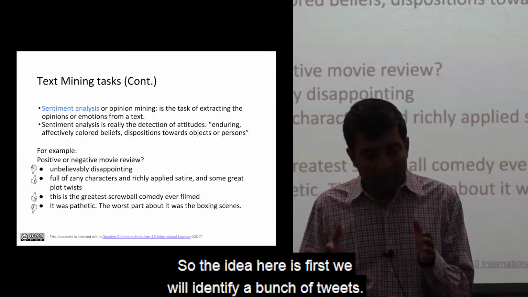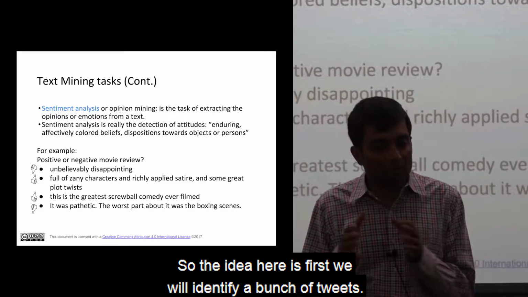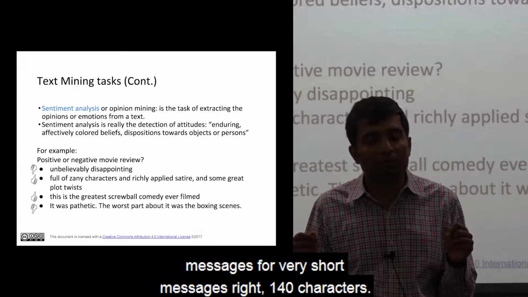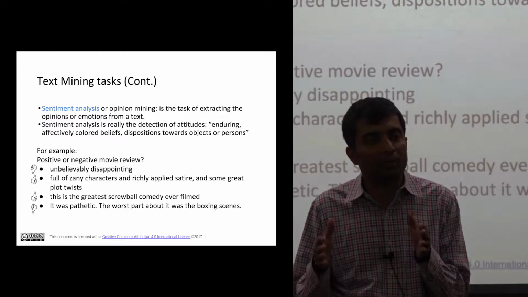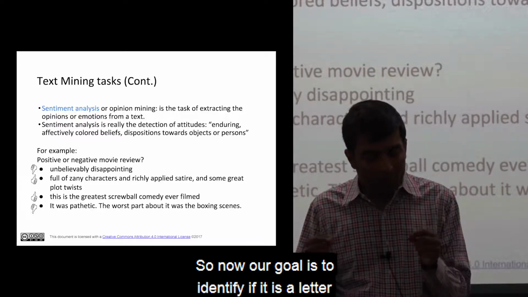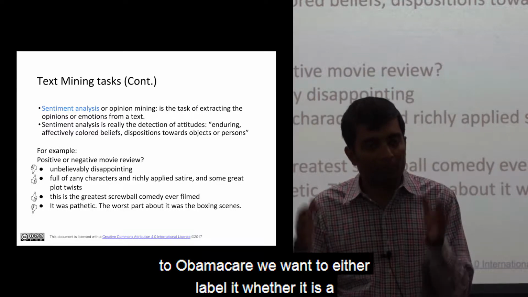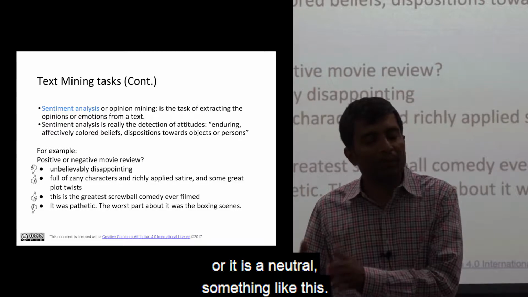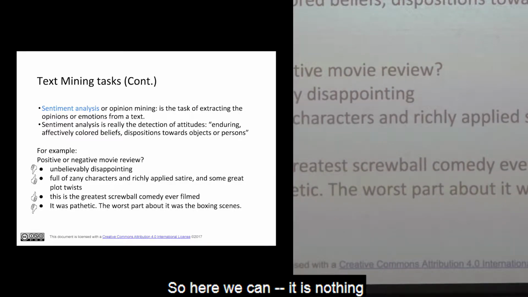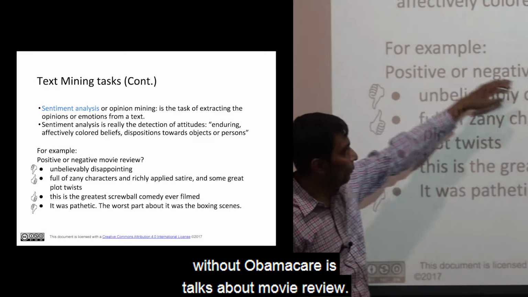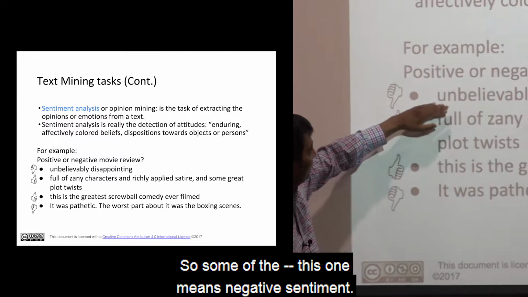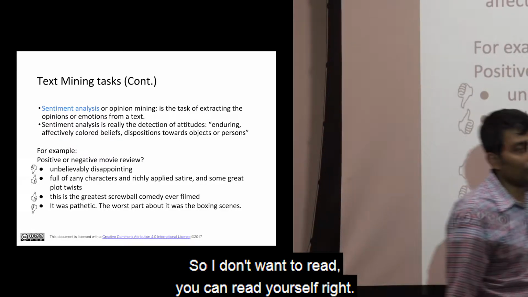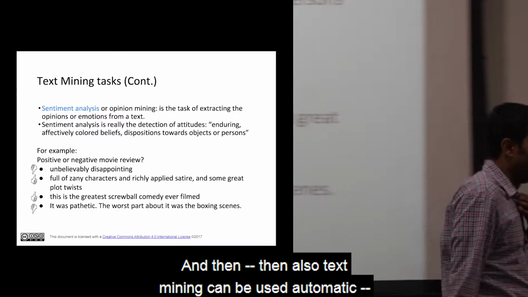So the idea here is, first we identify a bunch of tweets. You know that on Twitter, people can post very short messages, 140 characters. Our goal is to identify if a tweet is related to Obamacare, and label whether it conveys positive sentiment, negative sentiment, or is neutral. Here one example is nothing to do with Obamacare, it talks about a movie review. Some of these mean negative sentiment, this one means positive sentiment, and so on. I don't want to read them, you can read yourself, right?